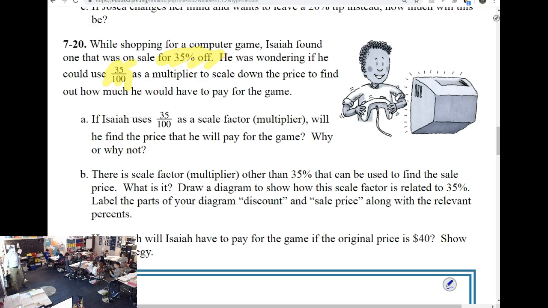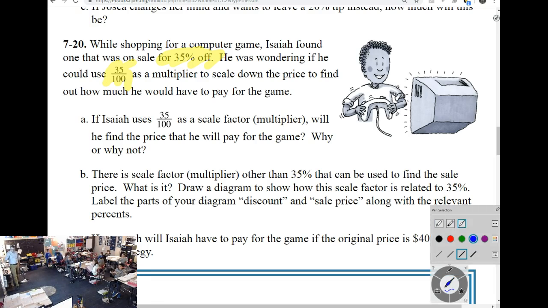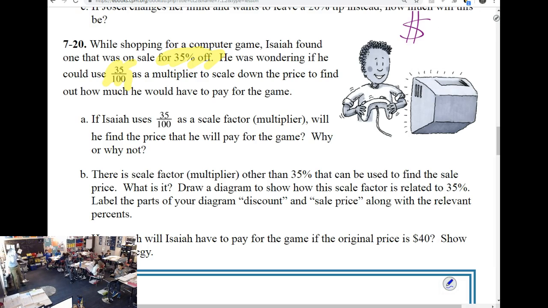So Isaiah's shopping for a new computer game, right? Like a lot of you guys, or Xbox, or whatever you want to say, a new game. It's new game day, right? Now, GameStop. I used to go to GameStop. GameStop's normal pricing, at least back when I used to buy games, are they still like 50 or 60? 60? Okay. So let's say it's a game that is $60.